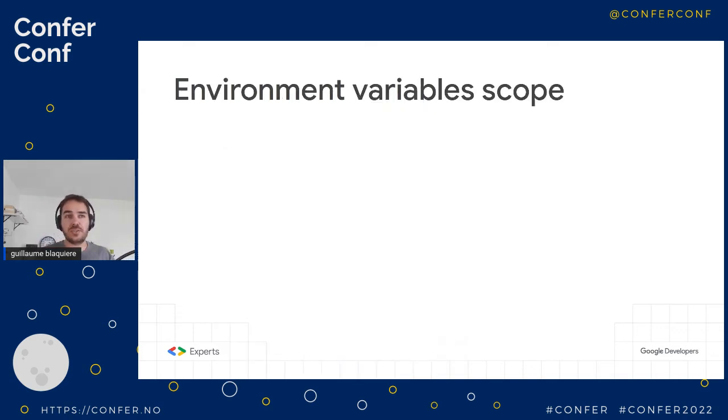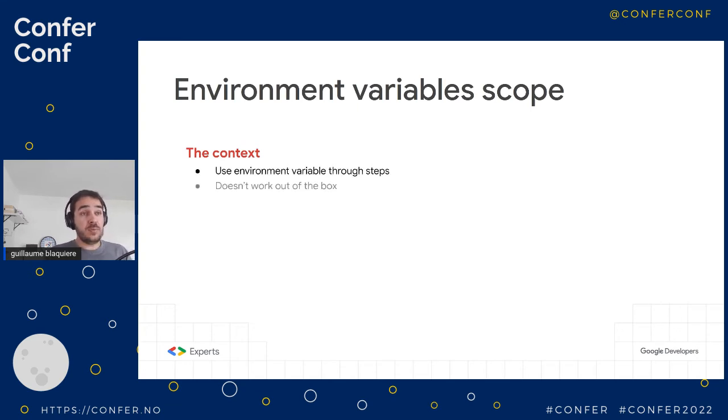So the next topic is the environment variable scope. Indeed, when you have several steps, you maybe want to define an environment variable in one step and reuse it later in your pipeline. Maybe some key data that you want to pass from one step to another one. With Cloud Build, you have nothing out of the box to do that, and it's a big problem. For me, the biggest problem on Cloud Build, it's not a blocker, it's just boring to create a workaround for that.